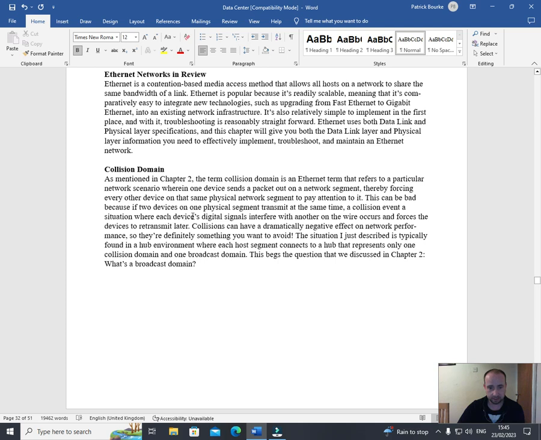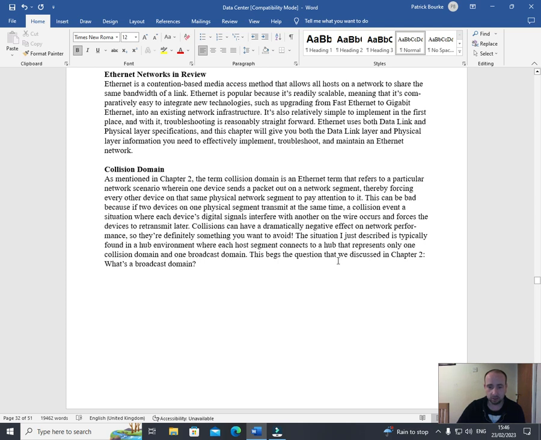This can be bad because if two devices on one physical media segment transmit at the same time, a collision event, a situation where each device's digital signals interfere with one another on the wire, occurs and forces the devices to retransmit later. Collisions can have a dramatically negative effect on network performance, so they're definitely something you want to avoid. The situation I just described is typically found in a hub environment where each host segment connects to a hub that represents only one collision domain and one broadcast domain.